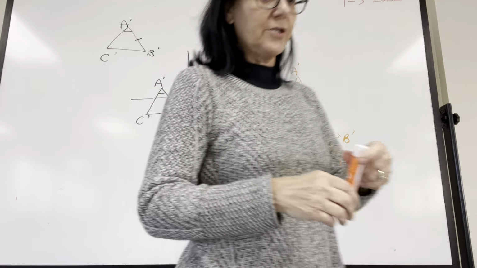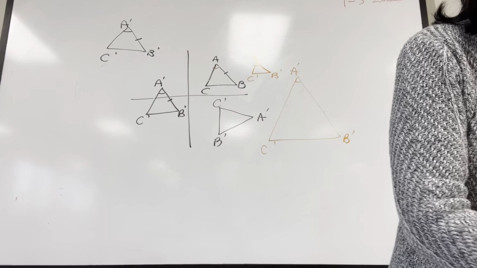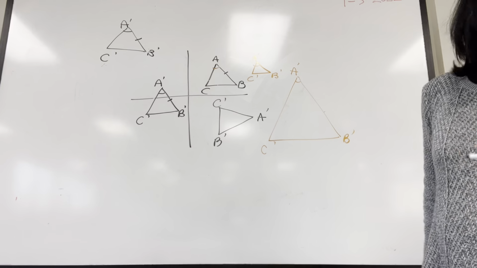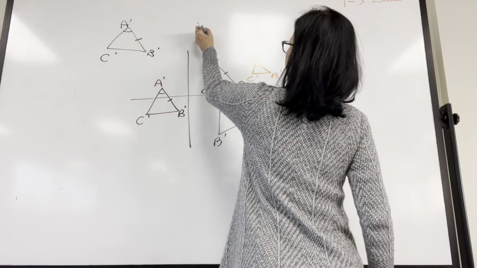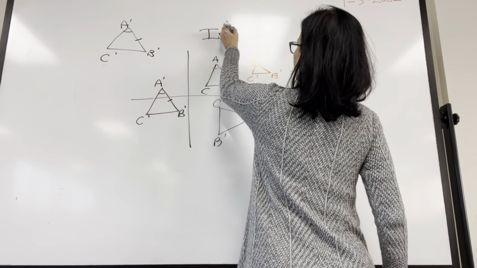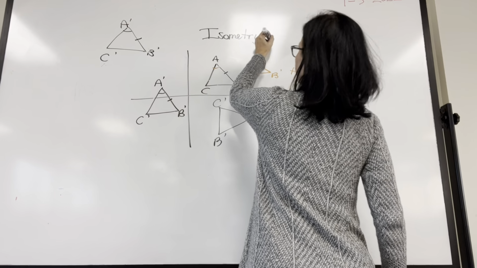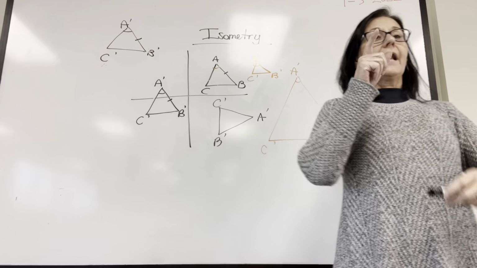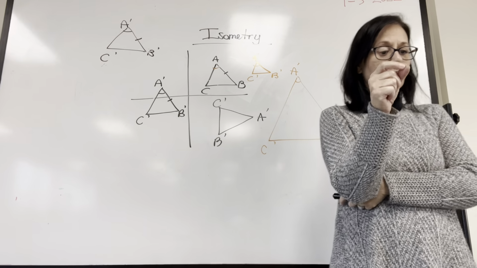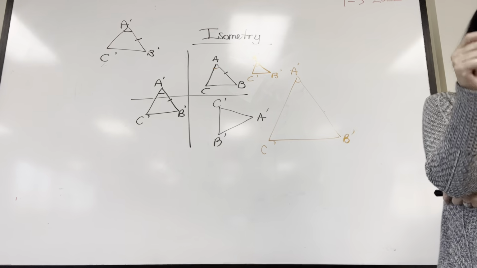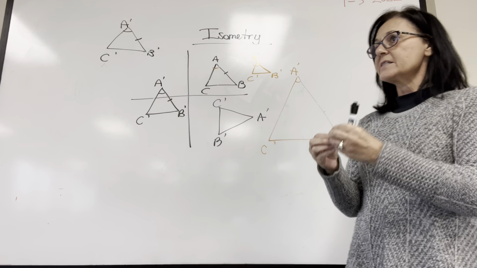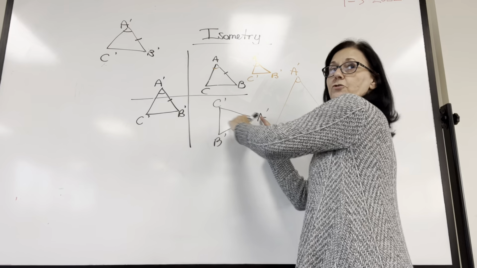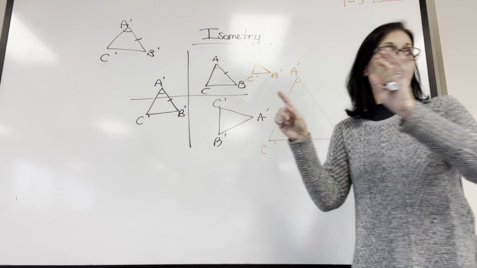So there's this new word. It's on page 300. It's under your definitions. It's called isometry. A new word. Isometry. An isometry, an isometric transformation is a transformation that maintains distance and angles. So distance between the two letters and the angles at every vertex.